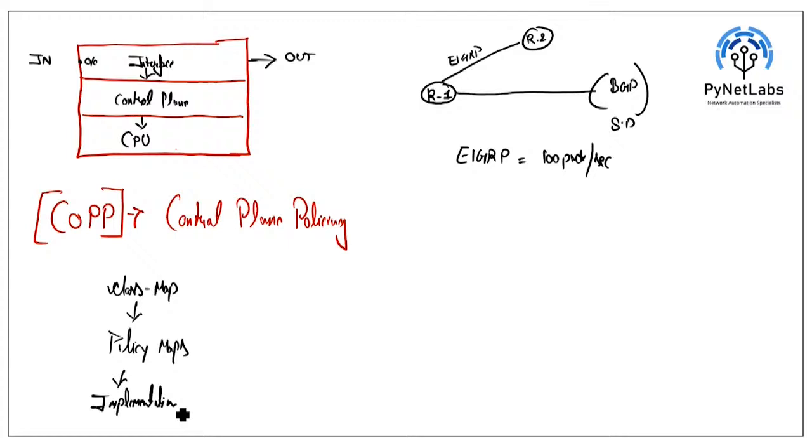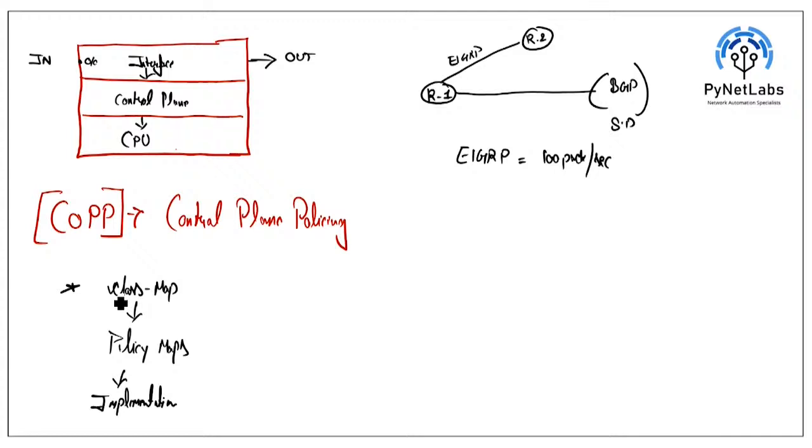Let me explain separately. These class maps are used to match the traffic. Say you want to implement some kind of policy for EIGRP traffic, we need to match this EIGRP traffic, and maybe you want to match any specific source or destination, or selected sources or destinations. So the class map tells you what traffic we want to match.